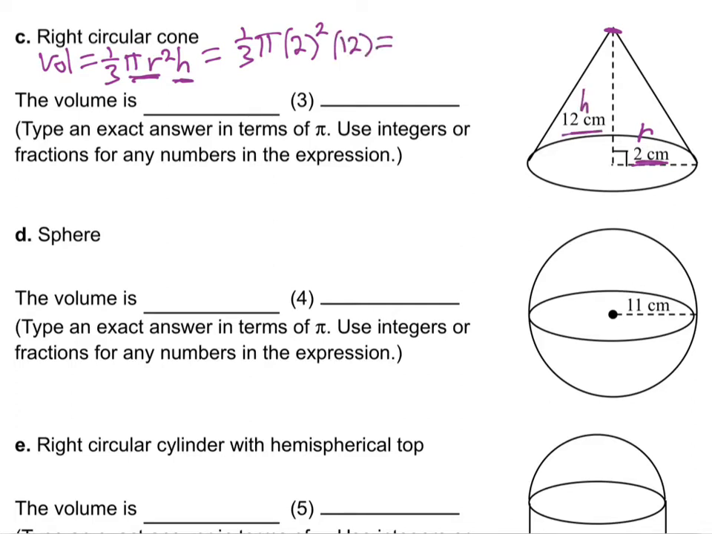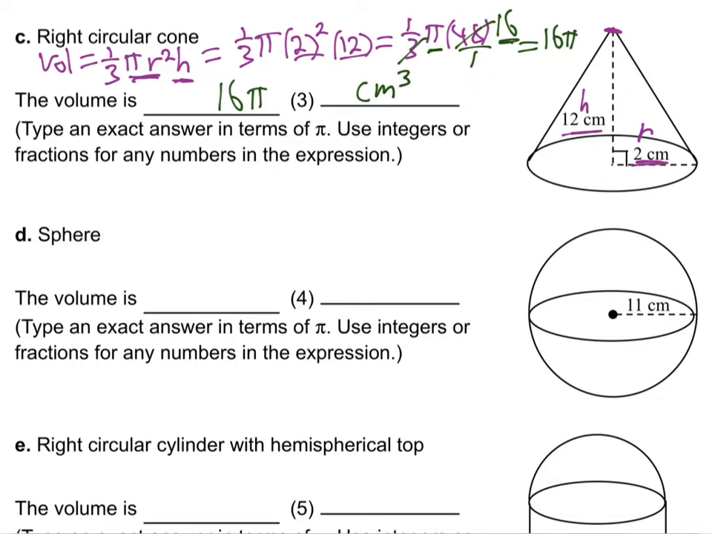So there we go. I'm getting 1/3 pi, and then this is 4 times 12, 48. And then 3 goes into 48, because that's 48 over 1, 16 times. So that'll be 16 pi. And what are the units? Cubic centimeters, again, because it's volume, cubic units.